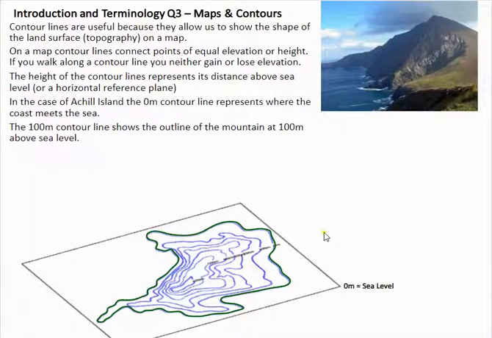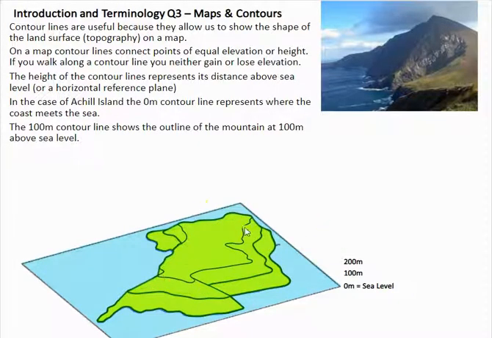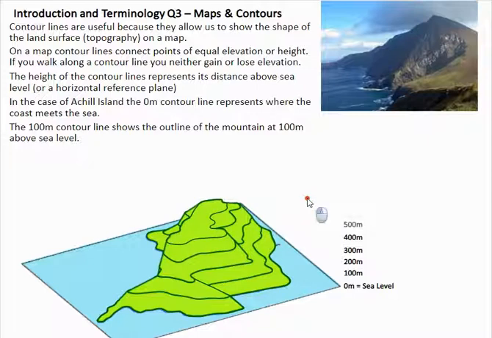Then we measure up to the 100 meter contour line. The next line is up 100 meters, so we draw in the next piece. Next we go 200, draw the next contour line, then 300, and so on, 400, 500, and top it off at 600. So this here is how the land is formed.